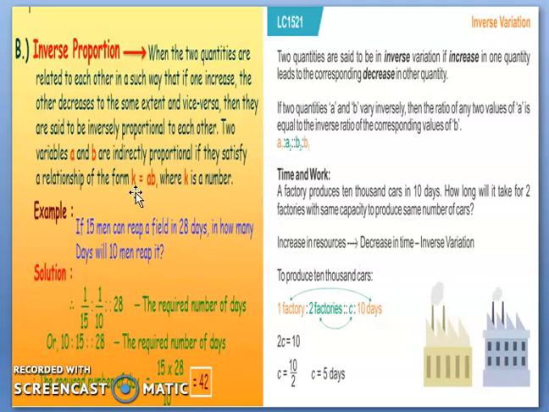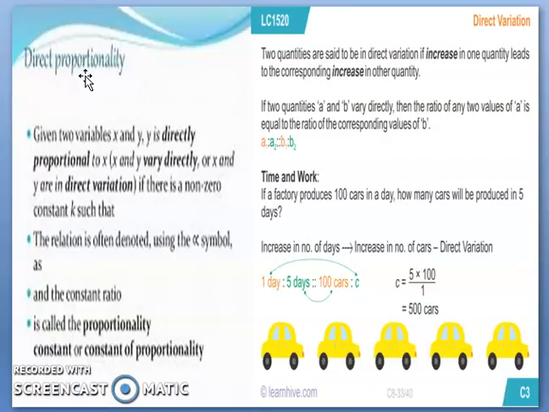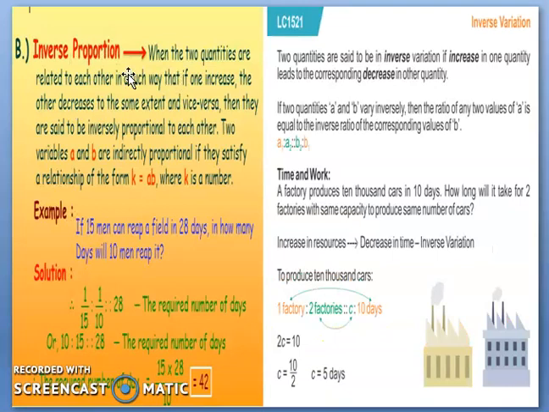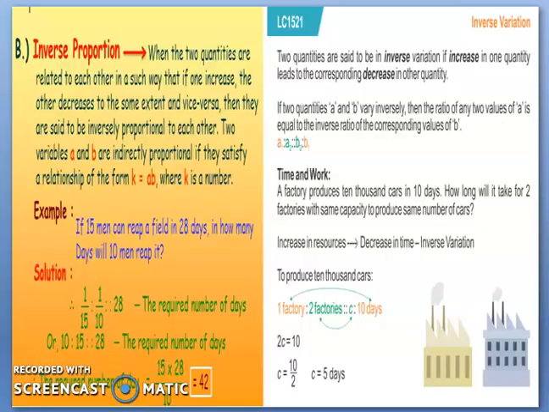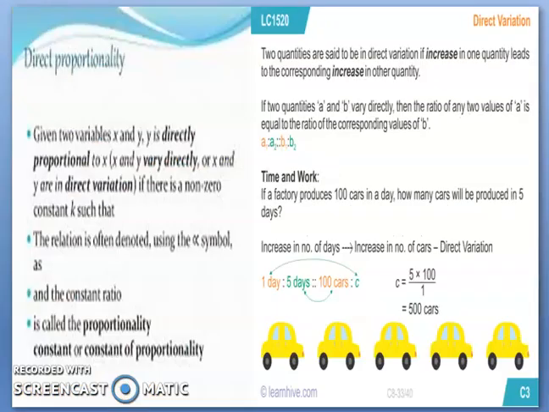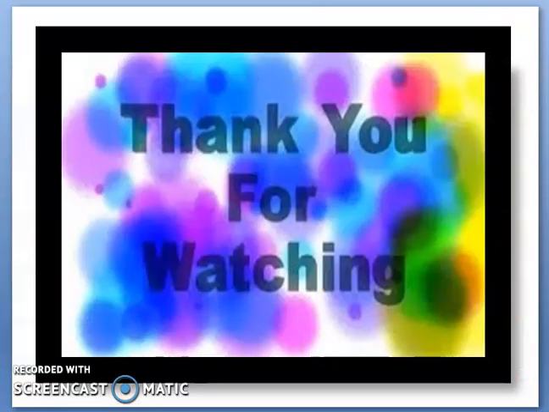So here direct proportion we have completed, and inverse proportion. It will be more clear when you solve the examples that we have solved already. So go through the examples and watch the video properly. Hope you must have understood it properly.